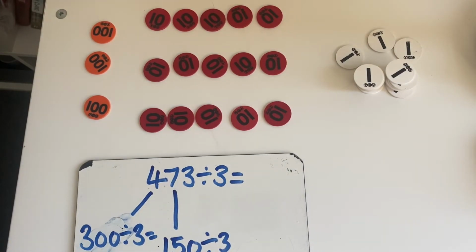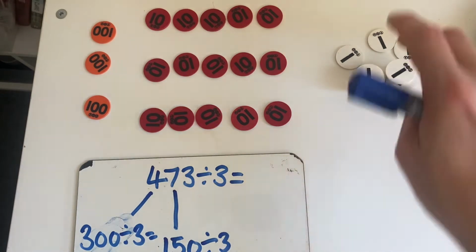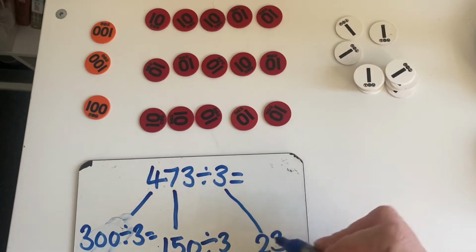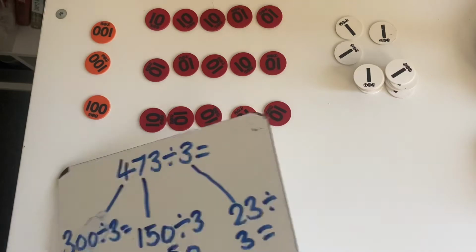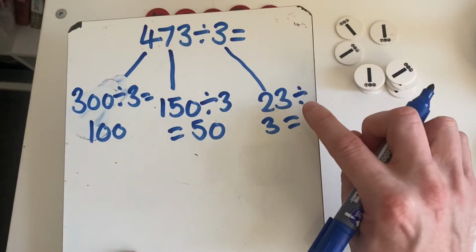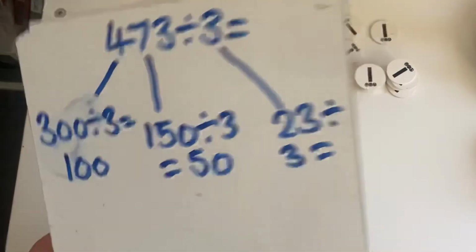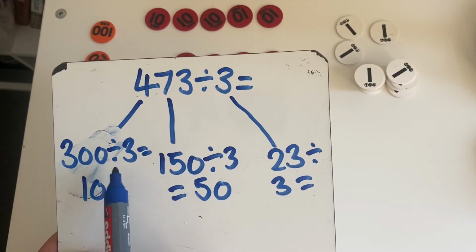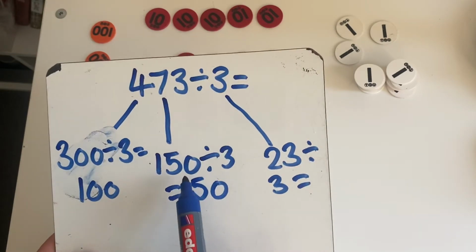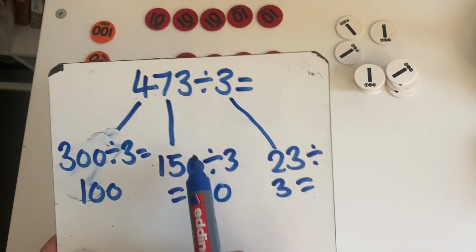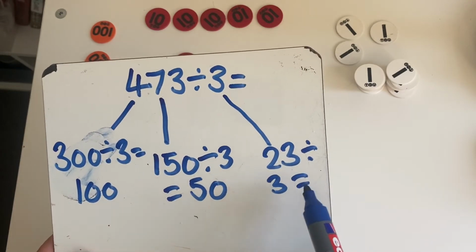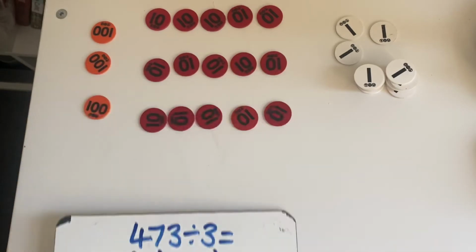Now the last question, don't forget we've got 20 ones plus the 3 originals. So we've got to do 23 divided by 3. So just go back through what we've done so far. We've split our hundreds. So we had 300 divided by 3 equals 100. 150 divided by 3 equals 50, because that was all our tens. And because we exchanged, we've got 23 divided by 3. And we're just going to work that out.